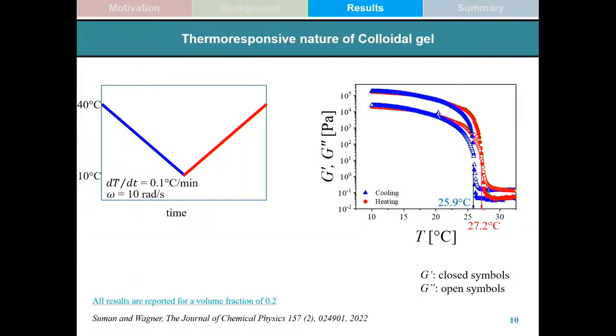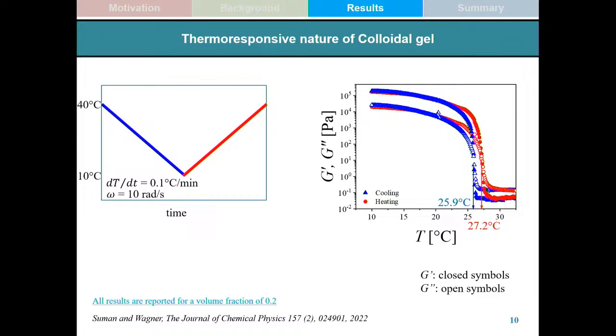So we do a simple experiment to characterize its thermoresponsive nature, and we subject it to a temperature ramp down and then up cycle, and we see the corresponding changes in the moduli, G prime and G double prime, as a function of temperature. As is evident, initially at the higher temperatures the value is quite low. It then increases sharply by almost 5 orders of magnitude, suggesting that it undergoes a liquid to soft solid-like transition. And upon increasing the temperature again, it follows the same cycle.